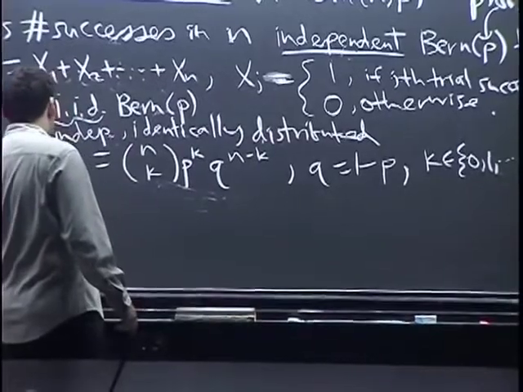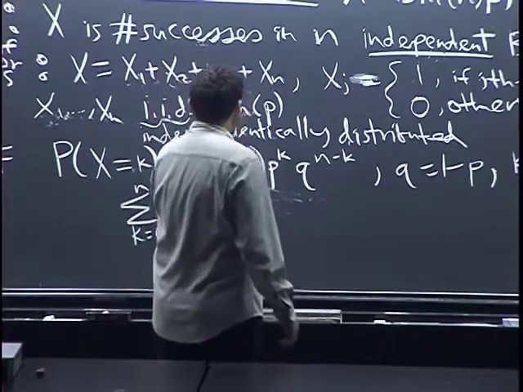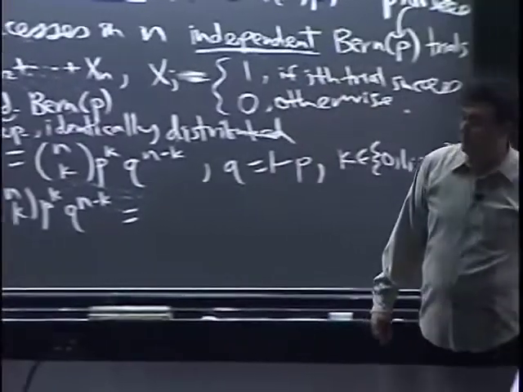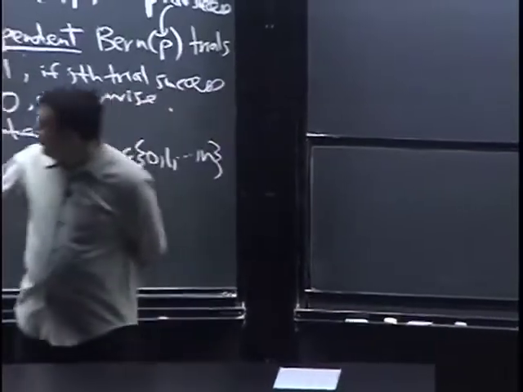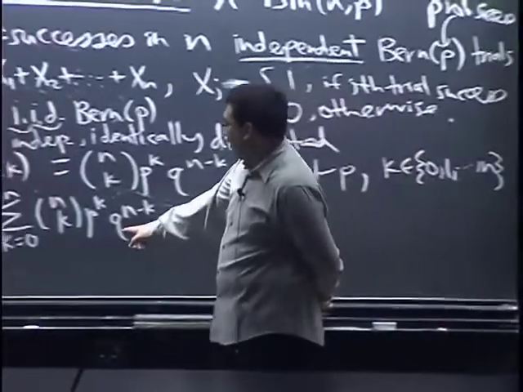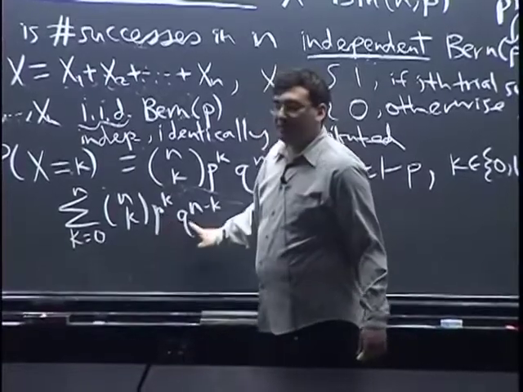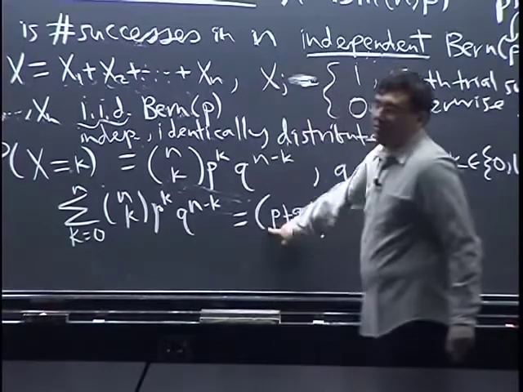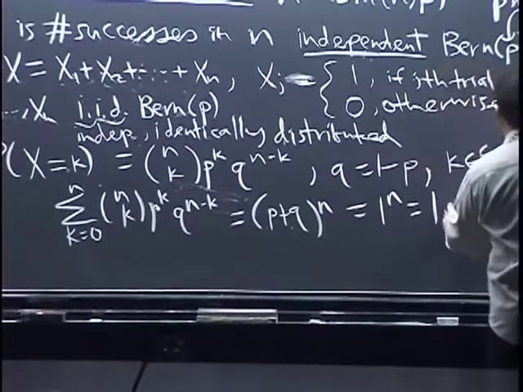And in fact, if we add up the sum from k equals 0 to n of n choose k, p to the k, q to the n minus k, how do we know that's 1? What does this sum remind you of? It reminds you of the binomial theorem, hopefully, that this looks exactly like the binomial theorem. By the binomial theorem, that's just (p plus q) to the n. But p plus q is 1, because q is 1 minus p. So that's 1 to the n, which equals 1, by the binomial theorem.